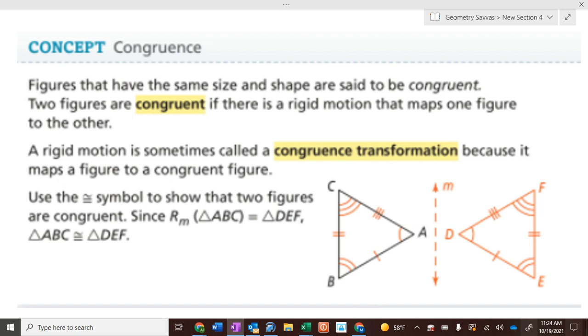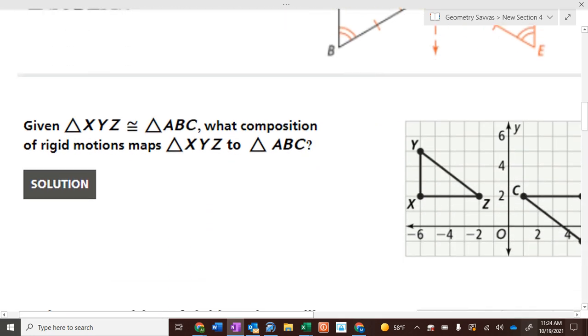Now, what is super important here is the order of the letters. A corresponds to D, B corresponds with E, and C corresponds with F. So that's why ABC is congruent to DEF. As long as the same markings are down, then that is congruent to that side or that angle. But order is important. We'll get into the order being important when we get into triangles on Thursday.